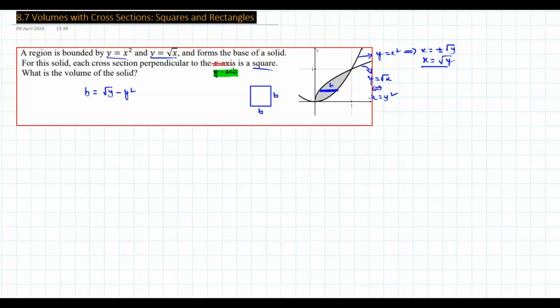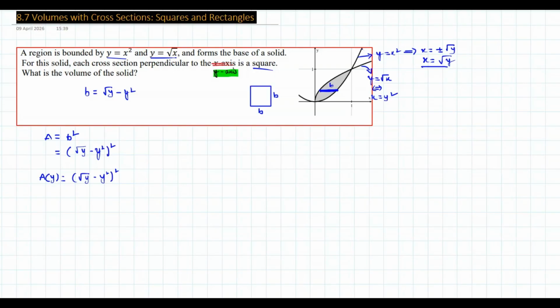Now let's find the area of this cross section square. The area of the cross section square equals b squared, and b equals square root of y minus y squared. So b squared is (square root of y minus y squared) whole squared, right? This is the area of the cross section. We can rewrite this as A of y, because it is in terms of y. So A of y equals (square root y minus y squared) whole squared.